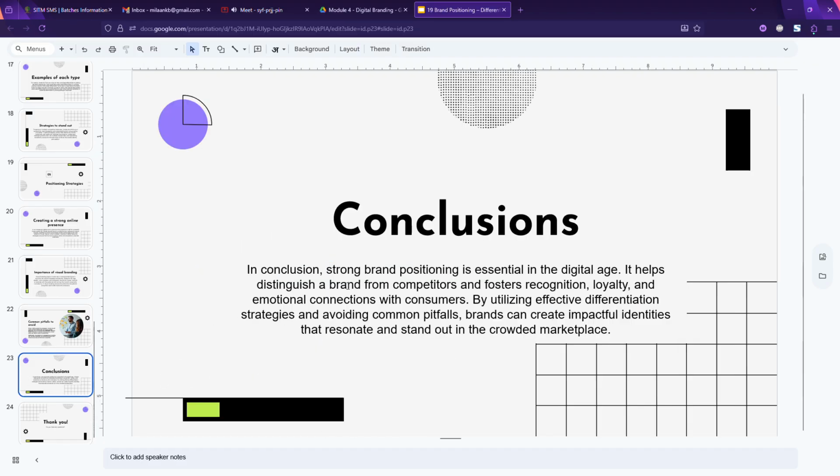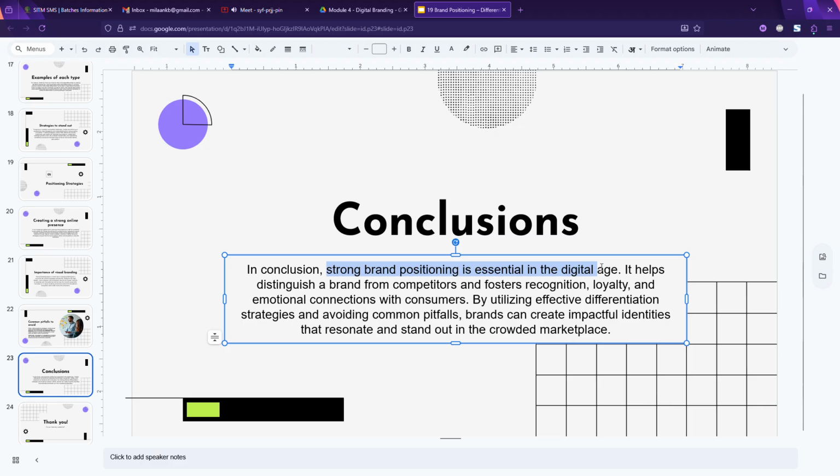So in conclusion, strong brand positioning is essential in this digital age. It helps distinguish a brand from competitors and fosters recognition, loyalty, and emotional connections with consumers. By utilizing effective differentiation strategies and avoiding common pitfalls, brands can create impactful identities that resonate and stand out in a crowded marketplace.